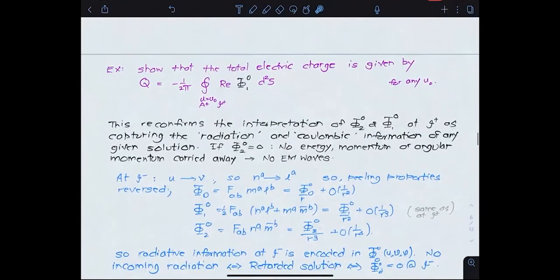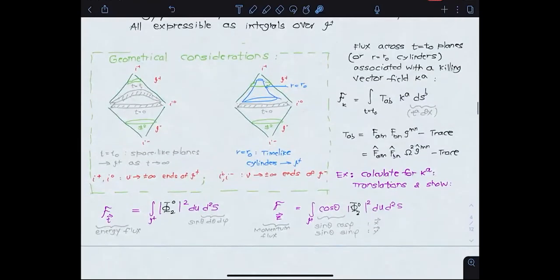And now, in addition to that, what we see therefore here is that, indeed, the energy flux and the momentum flux are all given by just phi 2 naught. If phi 2 naught is equal to 0, then the Maxwell field doesn't carry any energy or any momentum, x or y or z component of the momentum. And the same thing is true with angular momentum. If phi 2 naught is equal to 0, the flux of angular momentum is also 0.